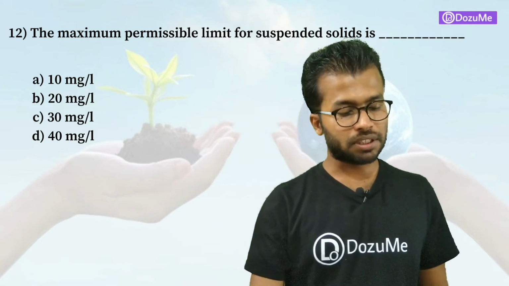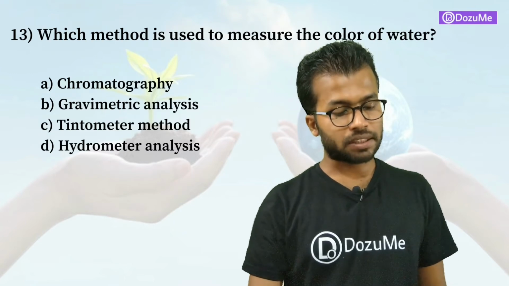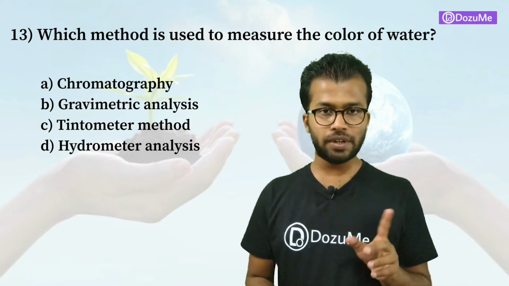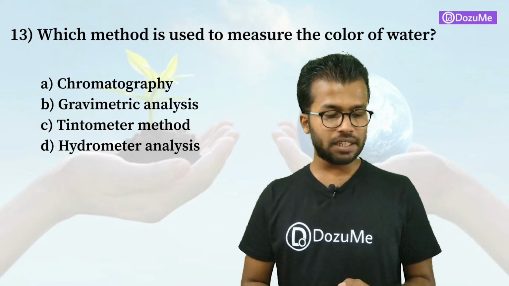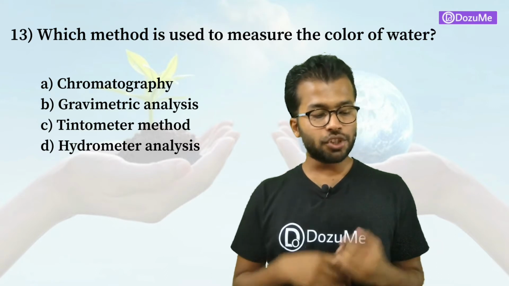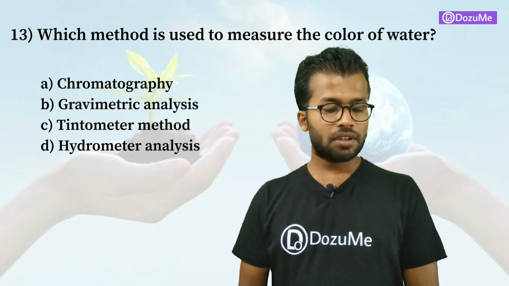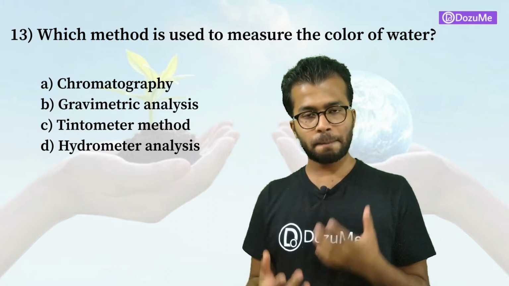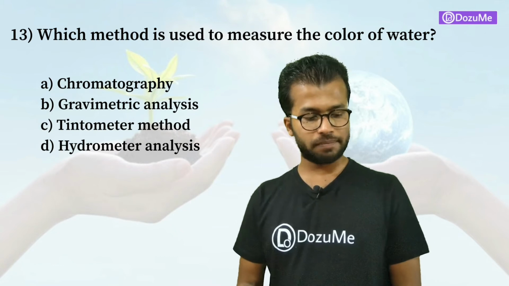Okay. Question number 13. Which method is used to measure the color of water? Chromatography? No, it is used for odor one. Gravimetric? No, it is for the suspended solid. Tintometer? Tintometer is used for the color of water. By the help of cobalt scale, we will use tintometer method.